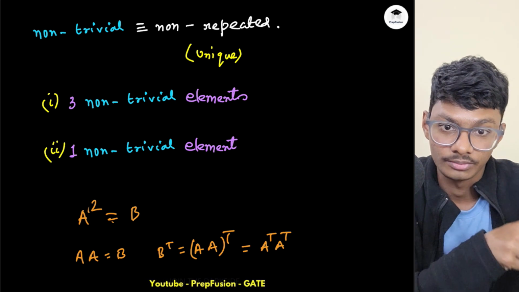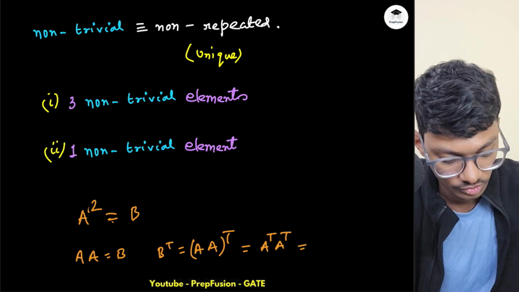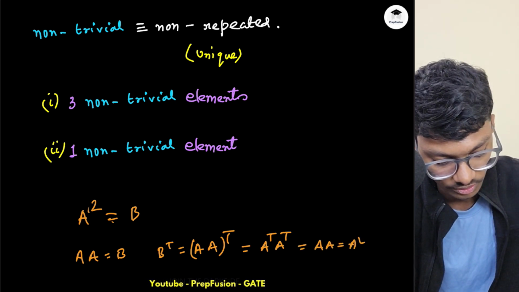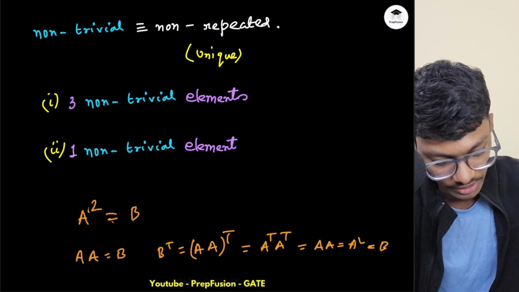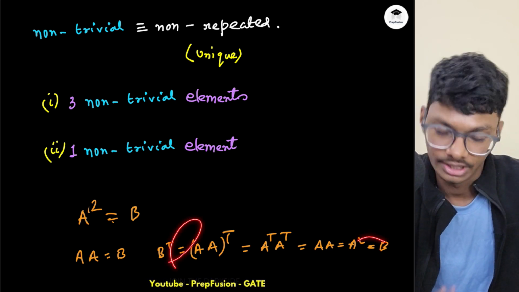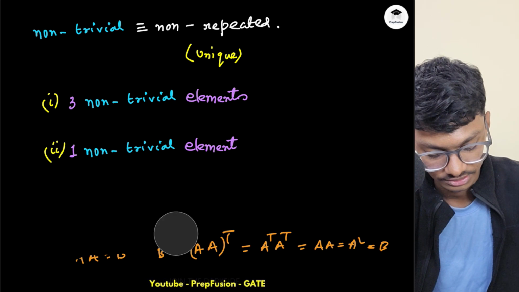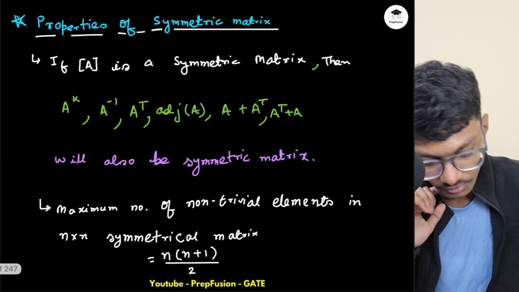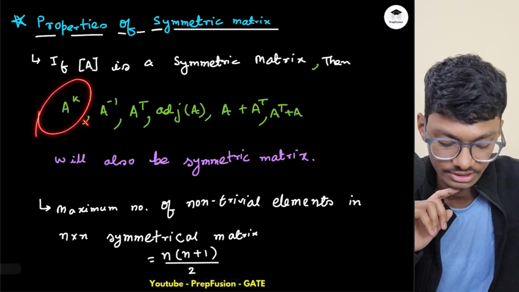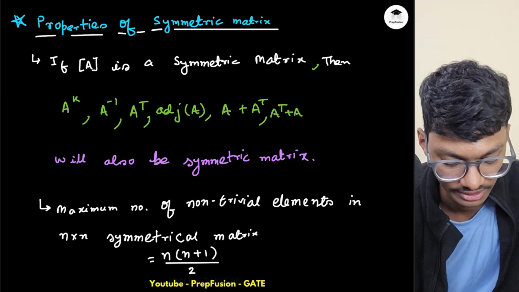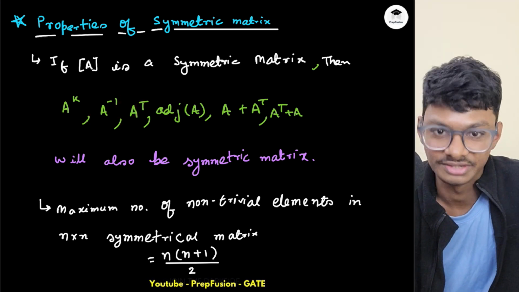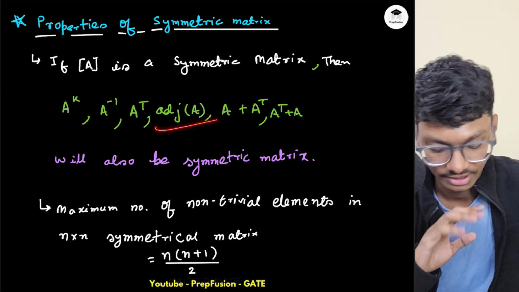A transpose is equal to A because A is a symmetric matrix. So this will be equal to A times A, which is A square, which is equal to my B. So B transpose equals B, and like this you can prove it for all other powers. Okay, so this is the basic intuition. A inverse you can also do like that. A transpose is already symmetric because A transpose is equal to A itself, and all this you can do, right?